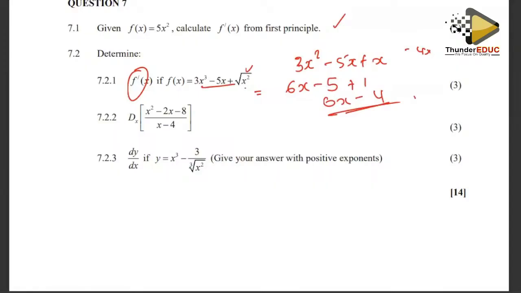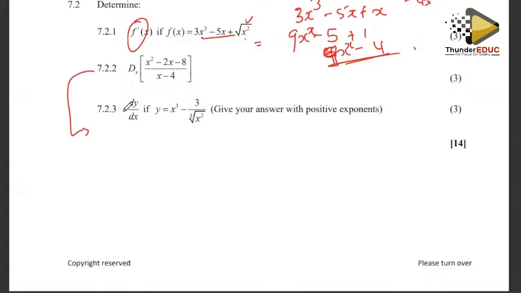Oops, this is a 3, not a 2. So if that is a 3, it's going to be 9x squared. Okay, so 9x squared minus 4. All right, 7.2.2. We need to factorize what is on the top and then reduce.